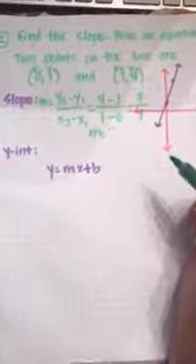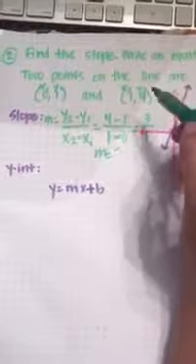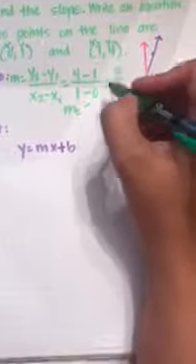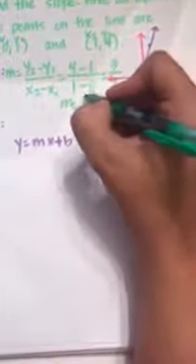Okay, finishing the lesson on 5.6 linear equations. We find the slope by using the slope formula. 4 minus 1 is 3, 1 minus 0 is 1. So that leaves us the slope is 3 over 1, which means the slope is 3.